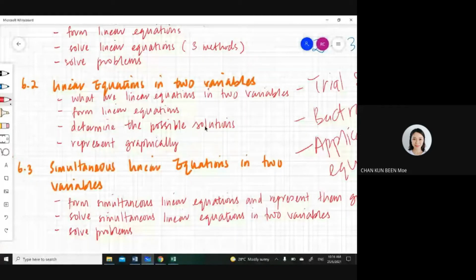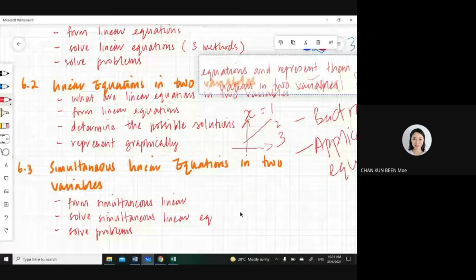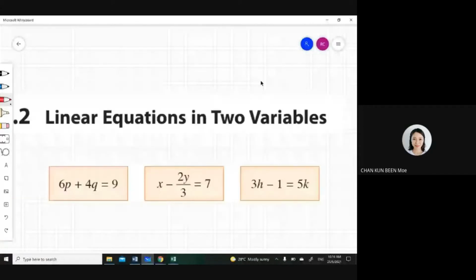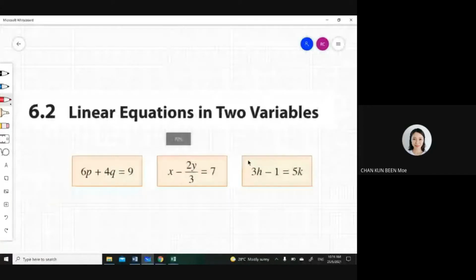So this one, you just have to assume the x. Okay, you determine the x can be 1, can be 2, can be 3. Okay, so that is how we find out the possible solution. Yang berkemungkinan. And then lastly, represent it graphically, meaning that you are going to learn to draw graph like this, a graph like this. Okay, so I move on now. Do you have any problems so far? No. No. So 6.2, we learn linear equations in 2 variables.